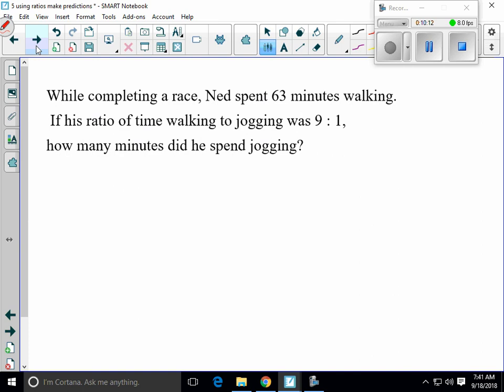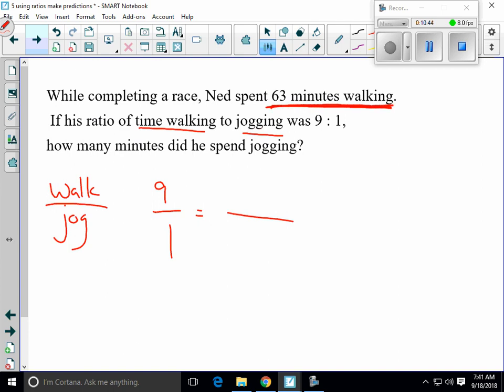Okay, one last one together. While completing a race, Ned spent 63 minutes walking. If his ratio of time walking to jogging was 9 to 1, how many minutes did he spend jogging? Okay, so we're comparing the amount of time he spent walking to jogging. And for every 9 minutes he walked, he also jogged for 1 minute. Okay. And he spent 63 minutes walking. Okay, so walking I put as a numerator, so that 63 is going to be a numerator. So 9 times what is 63? 9 times 7. 1 times 7 is 7. Okay, so he spent 7 minutes jogging.